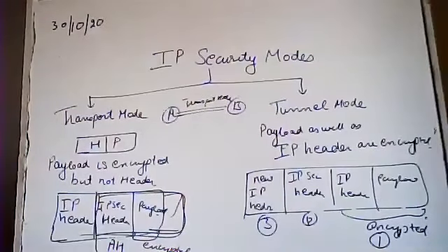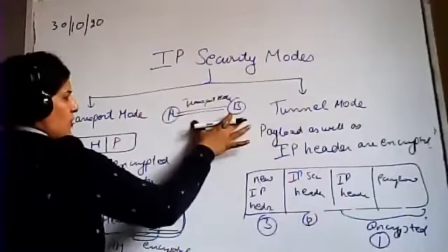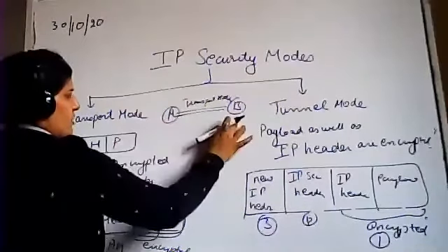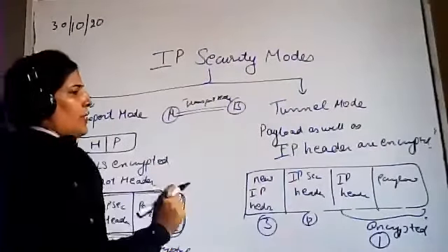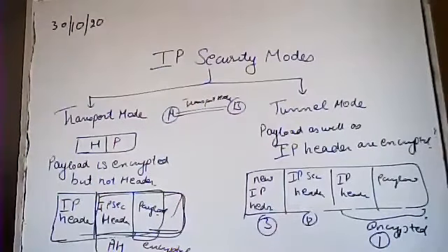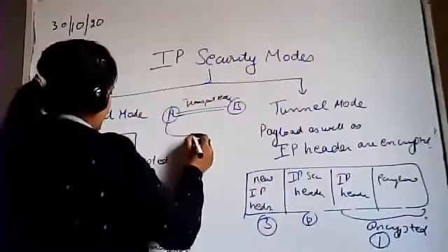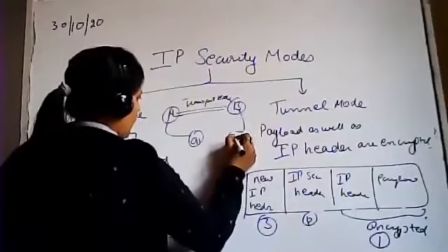When we have end-to-end communication between, let's suppose, these two hosts, this is your sender and this is your receiver. So you have two hosts, and both these hosts are communicating directly with each other. That means you are using the transport mode. Next, when you are using gateways, like you have G1 for this A and G2 for this.